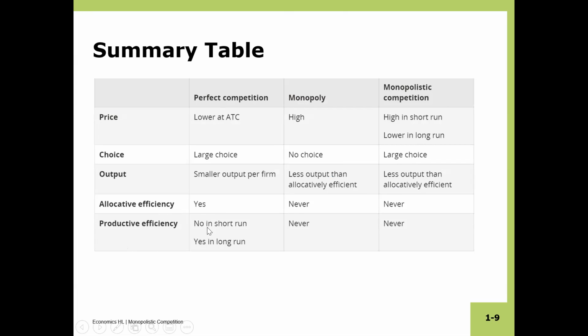And productive efficiency: in the short run, it is possible for perfect competition not to be productively efficient. But then either more firms will enter or other firms will leave, depending on whether it's making a profit or not. And in the long run, it's always productively efficient, whereas for these two, it never is. I think this is a really good summary table. So have a look at this table, and we will discuss it a little bit just after Christmas, when we take a quick review of this stuff.